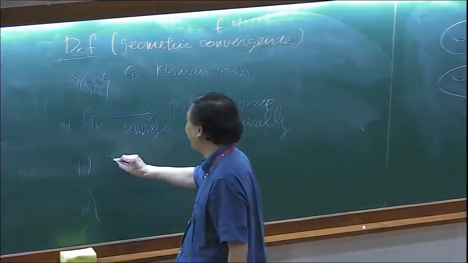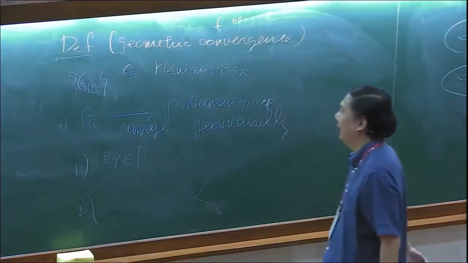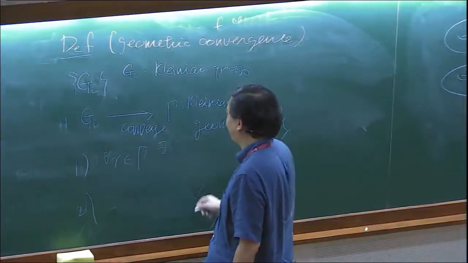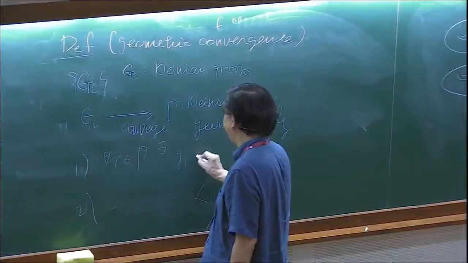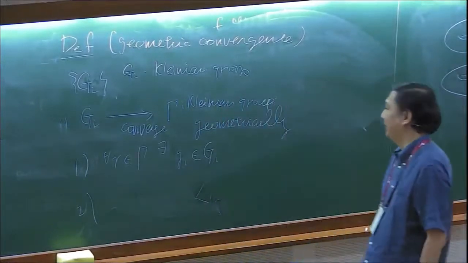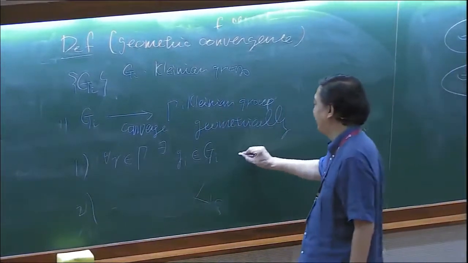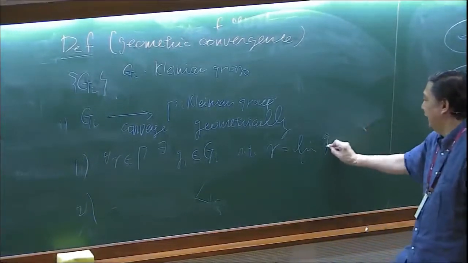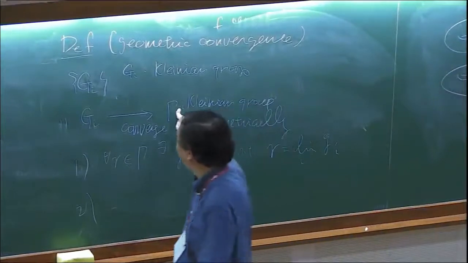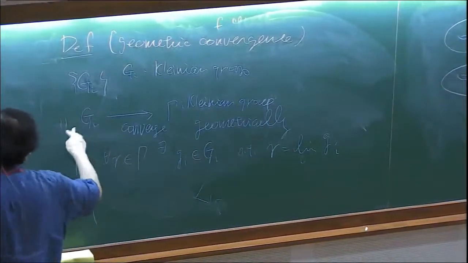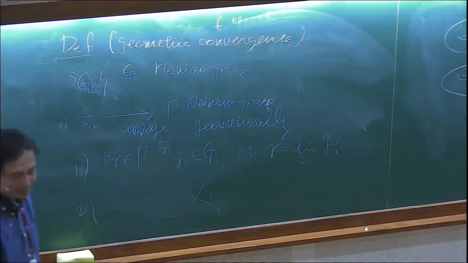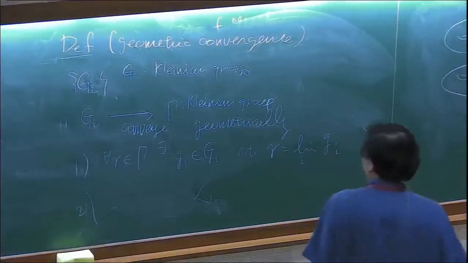For any element γ in capital Γ, there exists an element γ_i contained in Γ_i such that γ is a limit of γ_i. So any element here is a limit of some sequence of elements contained in Γ_i. That's the first condition.